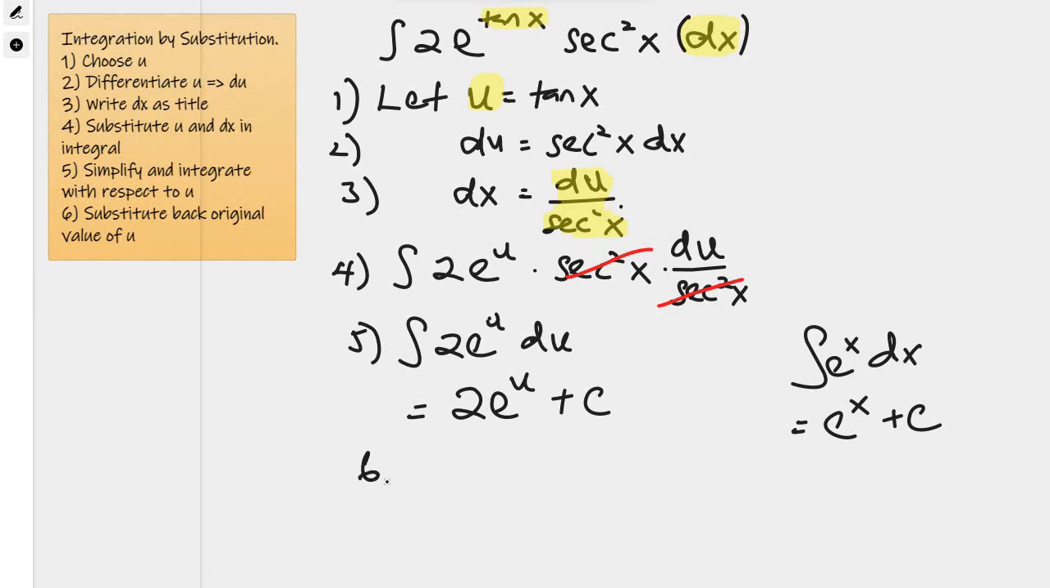So last answer, I just substitute back, therefore the answer is 2e to the power of tangent x plus c. Done. So that's it for the second part. So we will proceed to the next part for the definite integral, which is you have the number in the integration here.